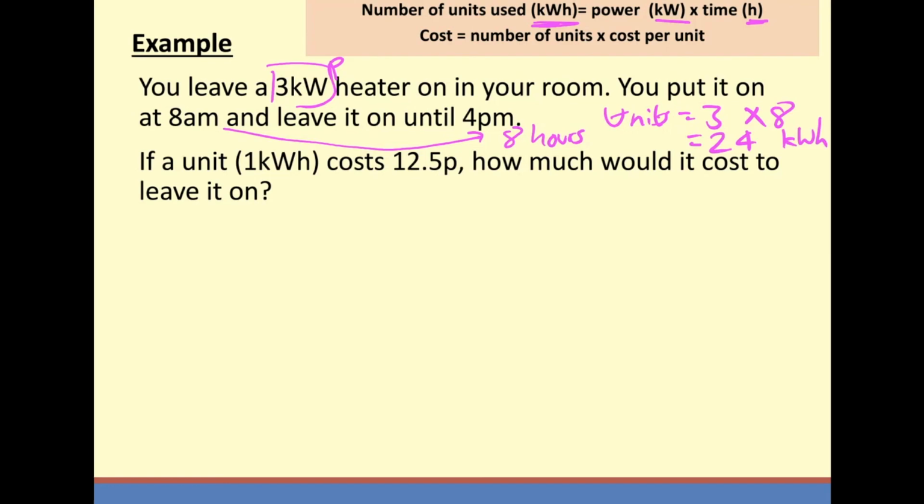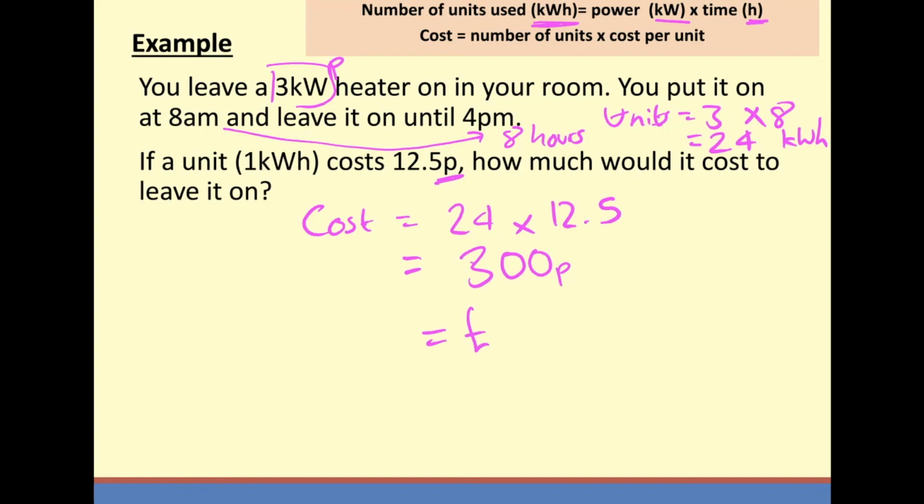If we have 1 kilowatt hour costing 12.5p, how much would it cost to leave on? So to then get our cost, we're doing our total number of units, 24, times the cost for one of those units, 12.5. So that comes out to be 300p, so it was 12.5p, but we could convert that into pounds by dividing by 100, because there's 100p to a pound.